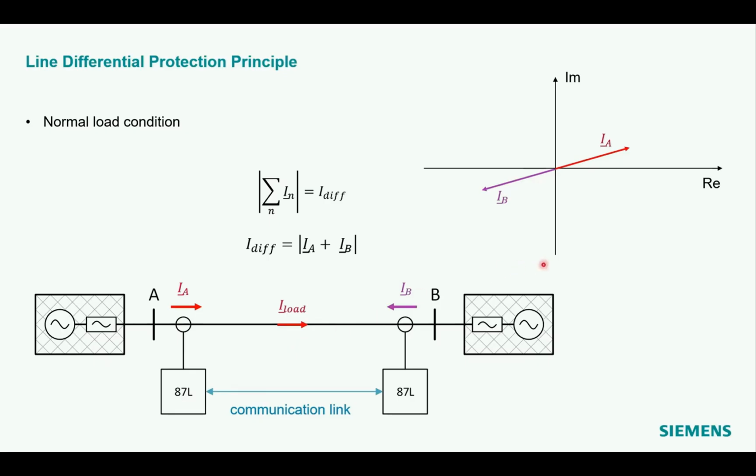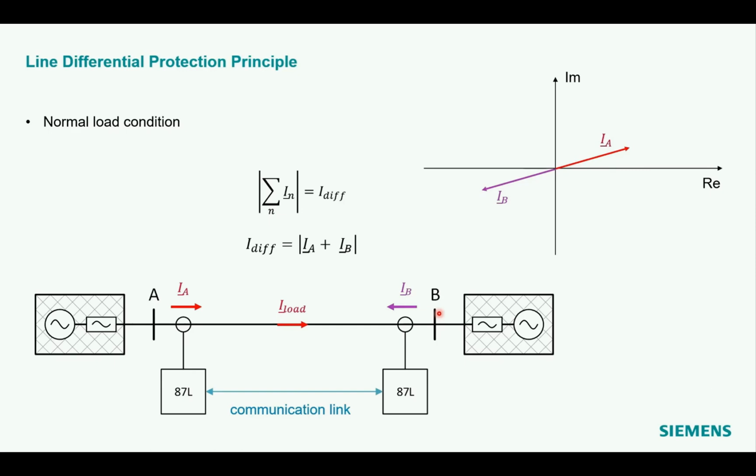And we look at the phasor diagram on the top right, with the imaginary part and the real part of the phasors, which are measured by the protection relays. The current IA is measured by the relay in A, and the current IB is the current measured in the relay B. This is of the opposite direction because the load flows through the line. The current phasor is therefore in the opposite direction.